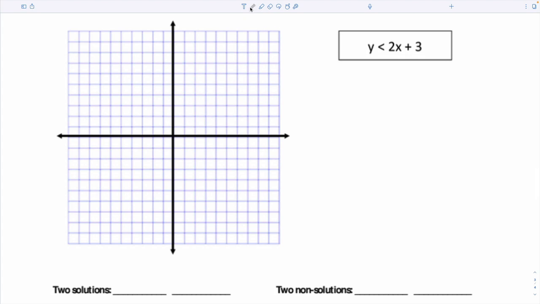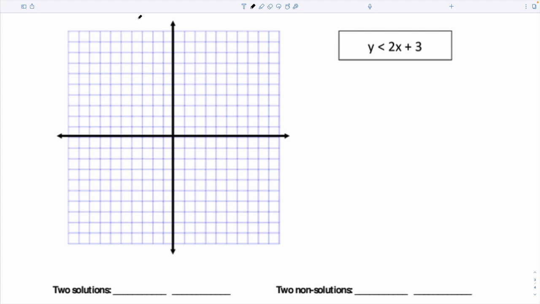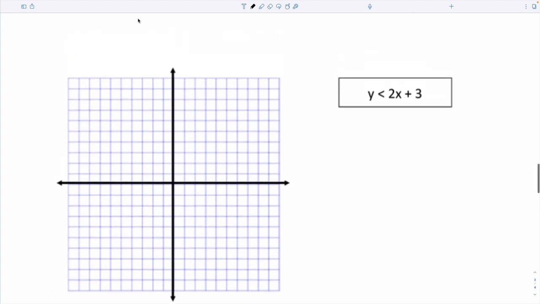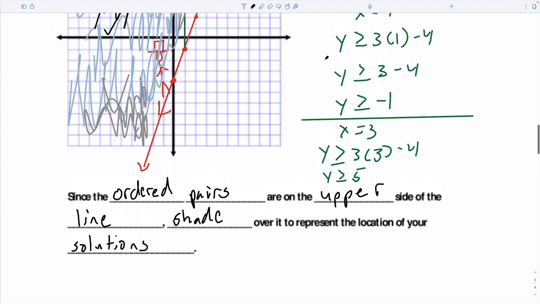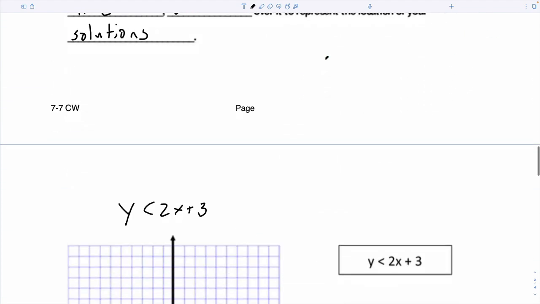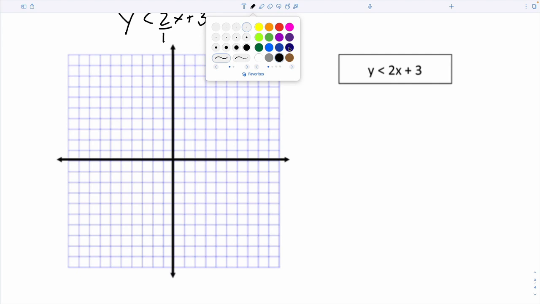Go ahead and graph y is less than 2x plus 3. Give me the starting point, Vienna. Y is less than 2x plus 3. Where do I start? Yeah, the 2 over 1, sure. And then where do I start to graph it? Where's the y-intercept?